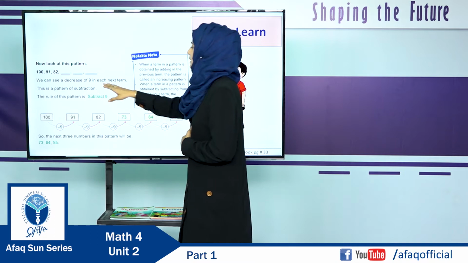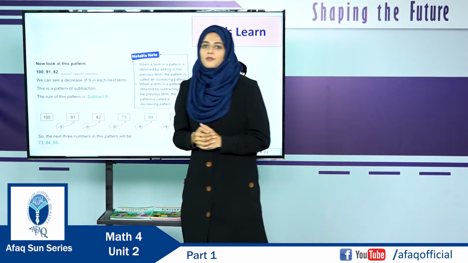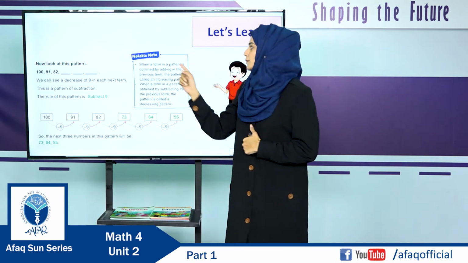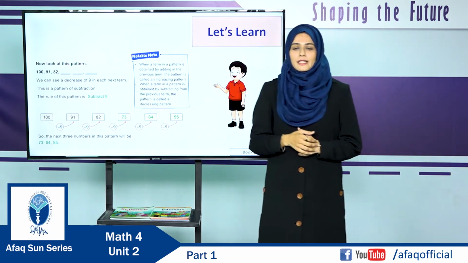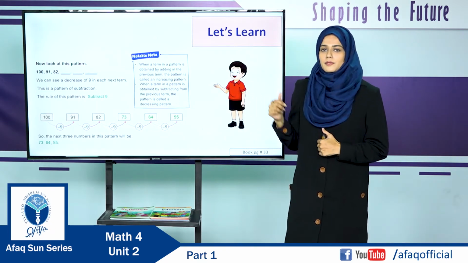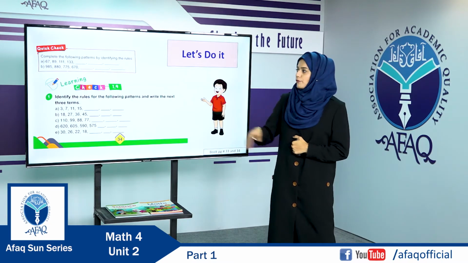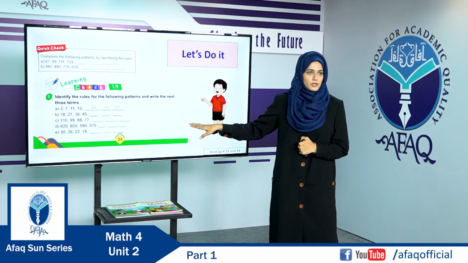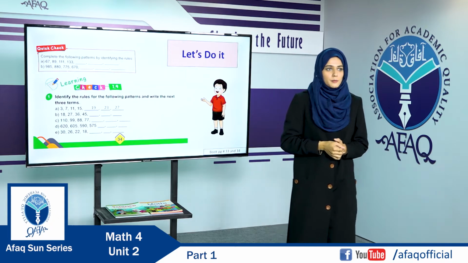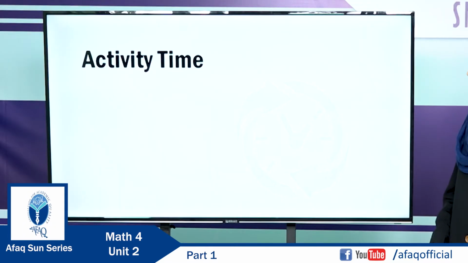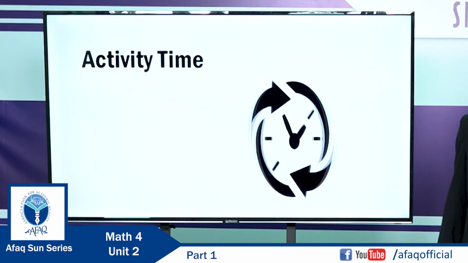So, it's a decreasing pattern, and you have to subtract some number from the previous term, then you will get the remaining missing terms. Okay, on page number 33 and 34, you have to practice these pattern questions as we discussed in the previous lecture. This is activity time. Let's see the other concept.